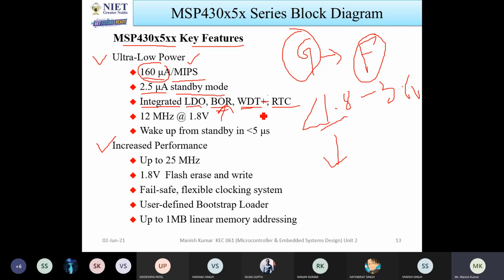And WDT, watchdog timer. All of you know that if any system software failure occurs, then the watchdog timer will be responsible to correct it by restarting the system. And RTC, real-time clock. You can see that in 8051 there is no RTC available, so you can't even manage time, date and month like that. But in this microcontroller, RTC is available, so you can easily manage month, date, time.